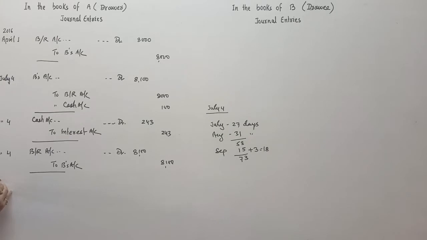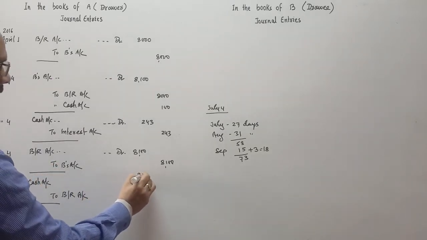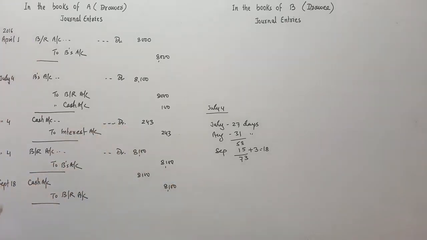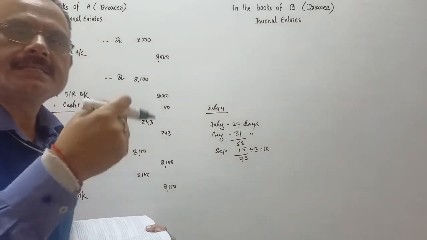So on September 18, the bill is met on maturity. So cash account debit or bank account debit to bills receivable account. The amount of the bill is received on the due date. Due date is September 18. New bill is of 73 days.